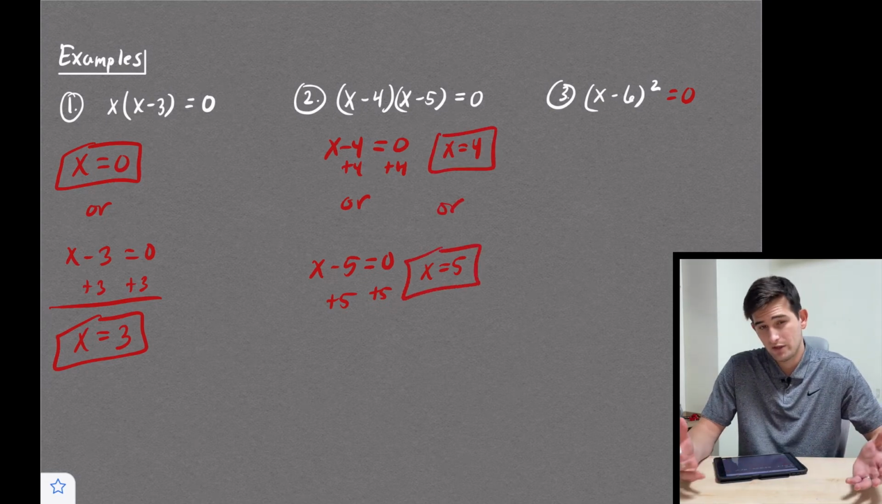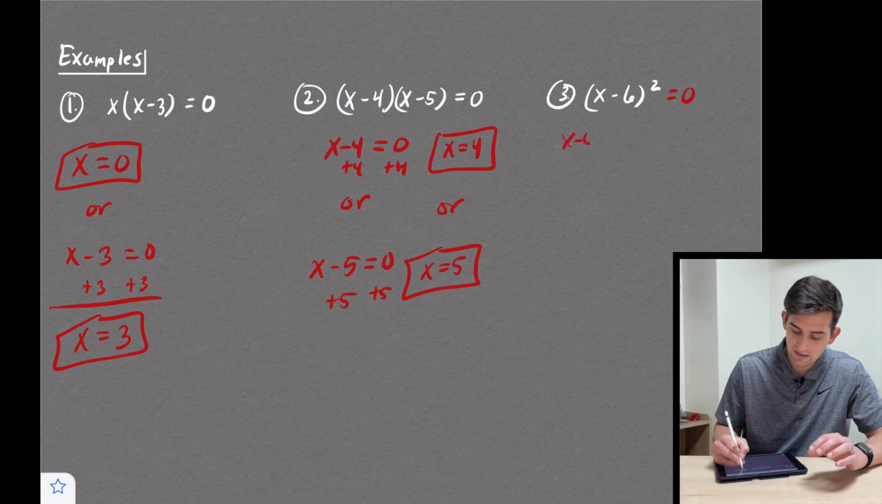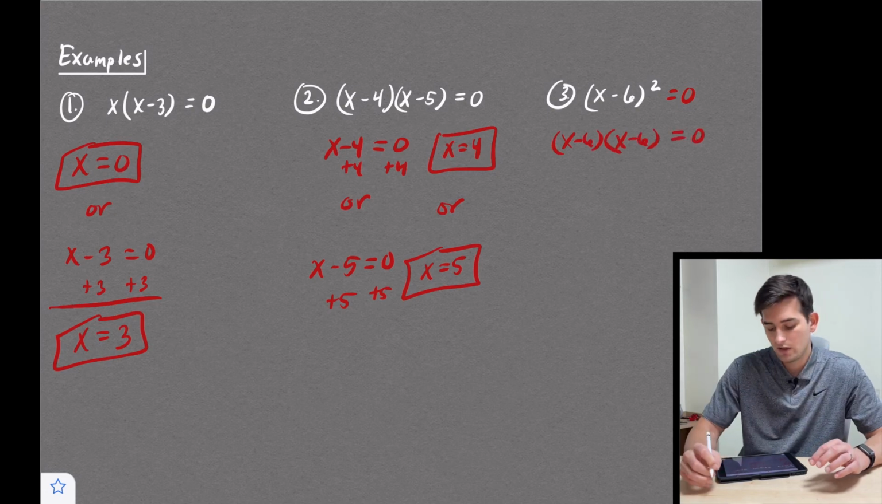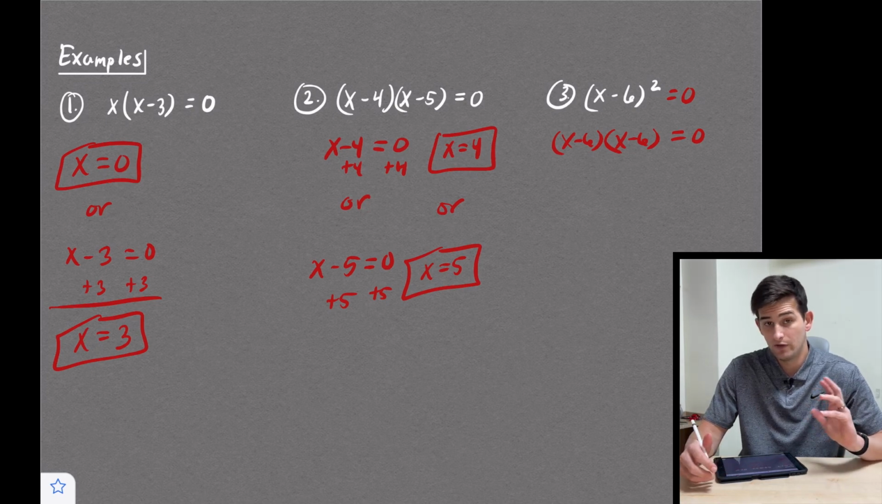Now for number 3, notice it looks a little bit different. This is the square of a binomial. Essentially this is (x minus 6) times (x minus 6), and we're setting it equal to 0. So we have the same exact polynomial. This is going to give us what's called a repeated root.